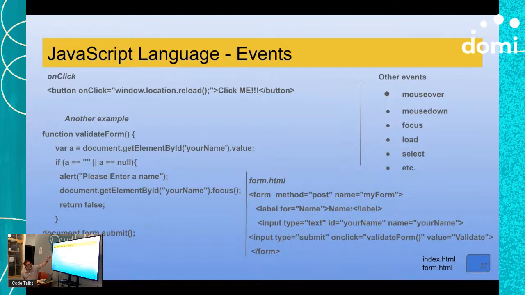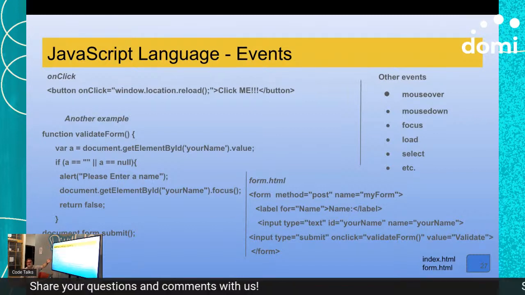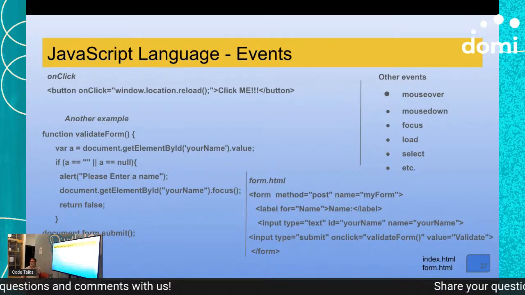This is a very, very simple event, but a practical example would be, hey, let's go validate a form field, right? I want to make sure they actually put something in. So if you have required fields, this is a way to verify that those fields actually contain something, and that they contain the right something in some cases. In this case, we're just making sure that the field is not empty.